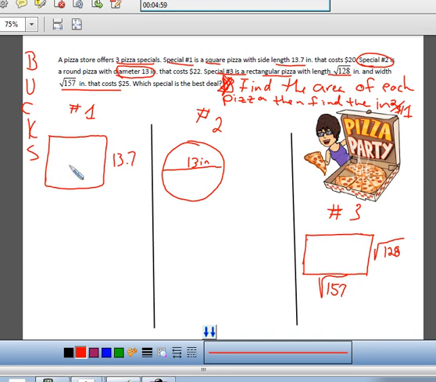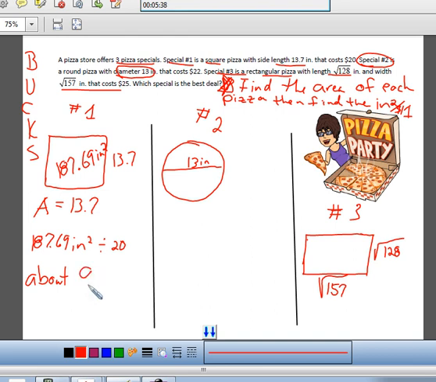To find the area of a square, that's pretty simple. You square the sides, or multiply the sides together, length times width. When you do, you get 187.69 inches squared. So now I'm going to divide that answer by $20, and when I'm done, I get about, rounding to the nearest hundredth, 9.38 inches squared per dollar. So you get a little over 9 inches of pizza for every dollar you spend.